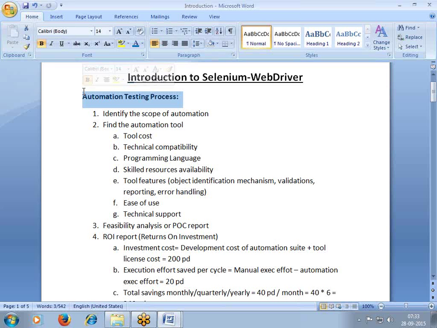See, we know what a manual testing process is, right? Software testing process. There are some steps involved in the software testing life cycle. In the same way, in the automation testing lifecycle or automation testing process, there are certain steps, certain phases. So what are those steps involved?